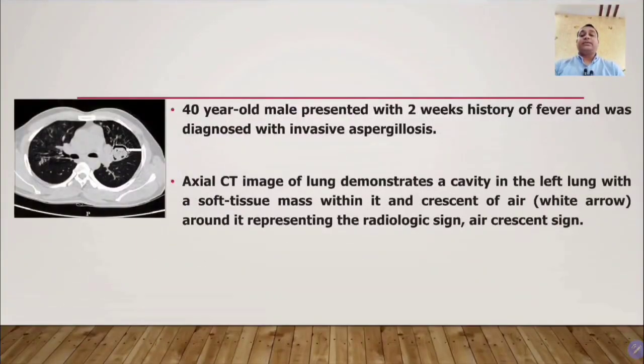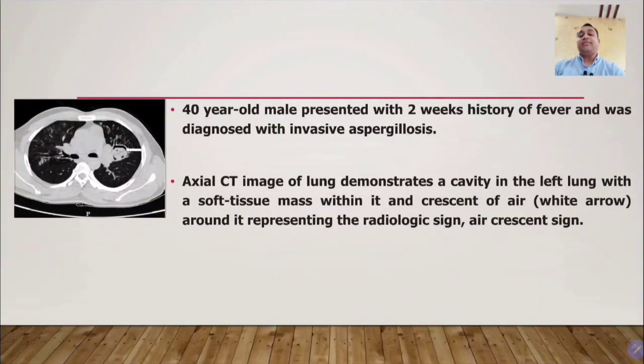This is an axial CT scan of a 40-year-old male who presented with a 2-week history of fever and was diagnosed with invasive aspergillosis. This axial CT scan shows a cavity in the left lung with a soft tissue mass within it and a crescent of air, shown here with the white arrow, around it, representing a radiological sign called the air crescent sign.